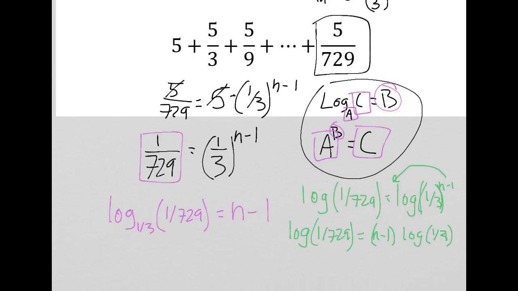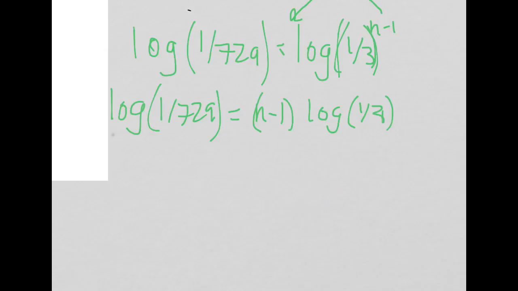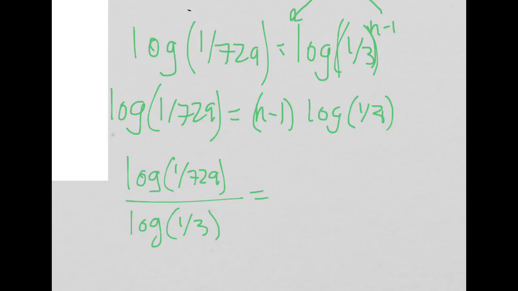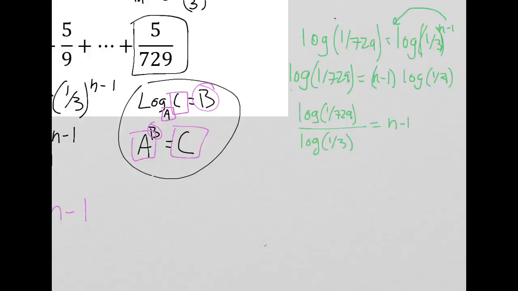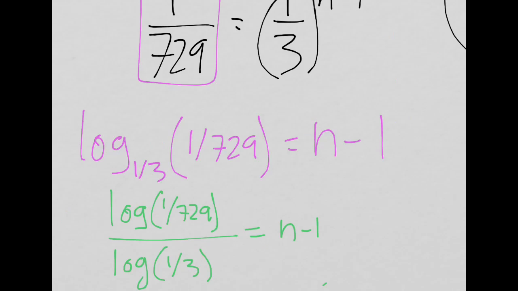And what do you do at this point? Well, divide by the log of 1/3. And so we have the log of 1 divided by 729 divided by the log of 1/3 equals n minus 1. And that right there, my friends, is the exact same thing we came up with in the purple equation, but it is using the change of base formula. The change of base formula says take the log of the argument, which is the log of the thing in the parentheses, and divide it by the log of the base. The base stays in the basement. So they're equivalent. We got there in the same way.